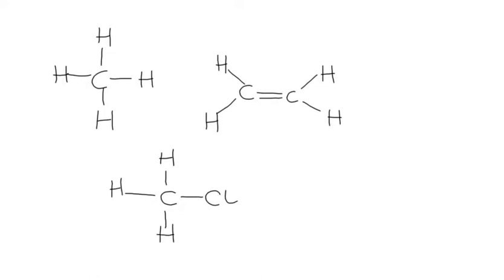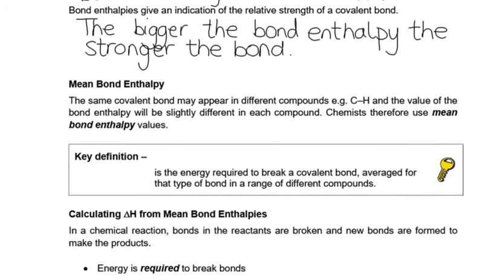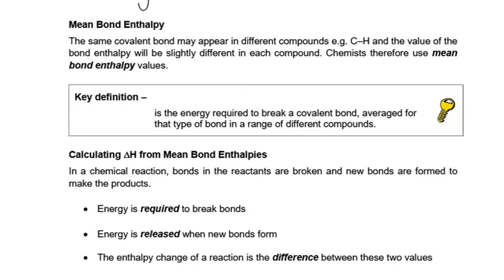So CH bonds aren't identical in every molecule, and therefore we'd have to have values for every single CH bond in every single molecule that exists, and that's going to take us an awful long time to look up. So what we actually do is quote mean bond enthalpies. That is the energy required to break a covalent bond that's been averaged over a wide range. So we're using this average value rather than a specific one.